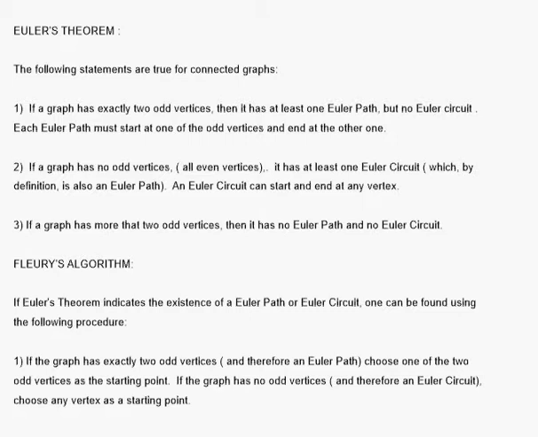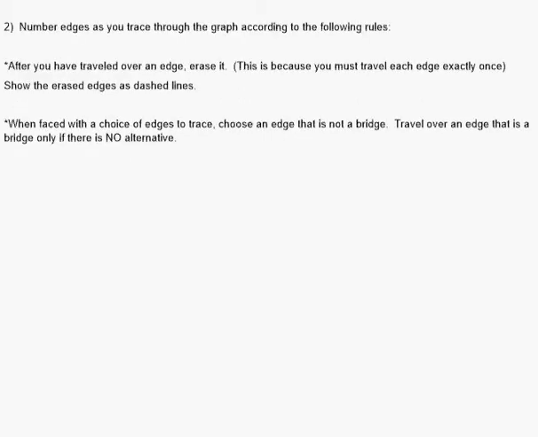Fleury's theorem. If Euler's theorem indicates the existence of a Euler path or Euler circuit, one can be found using the following procedure. If the graph has exactly two odd vertices and therefore an Euler path, choose one of the two odd vertices as the starting point. If the graph has no odd vertices and therefore an Euler circuit, choose any vertex as the starting point. Number the edges as you trace through the graph according to the following rules.